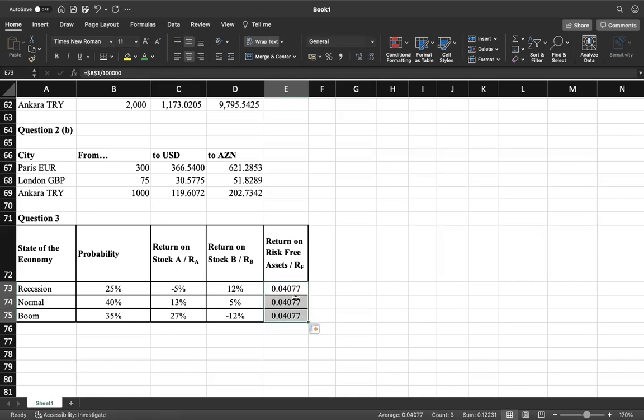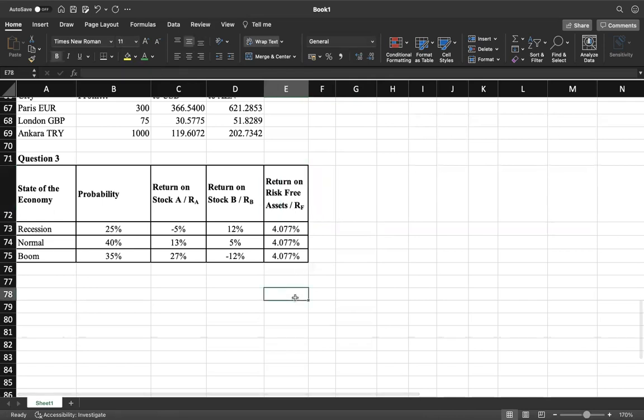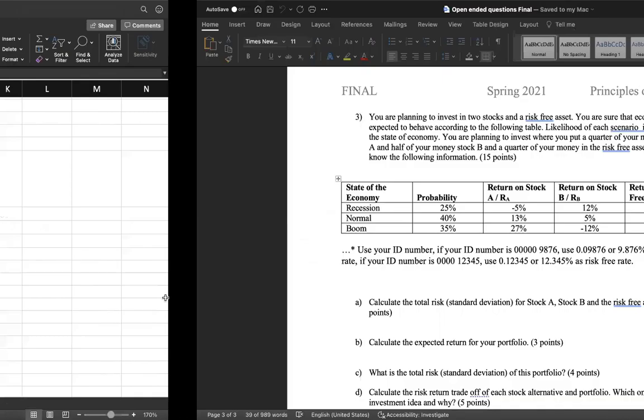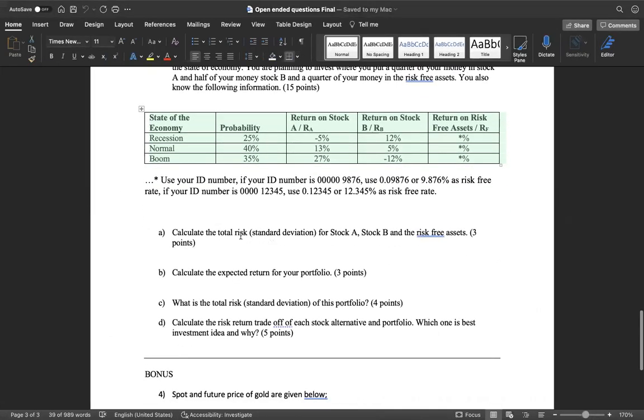100,000, because when I convert them to the percentage, they will have the same number of digits as my ID number. Okay, that's fine. So what is the question asking for? Calculate total risks for stock A, stock B, and the risk-free asset. Then calculate expected return for your portfolio.